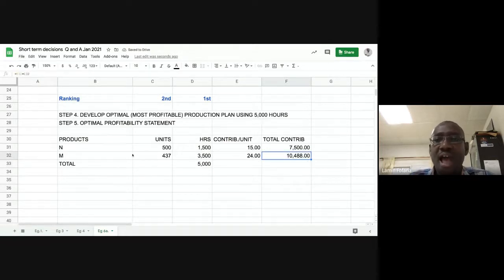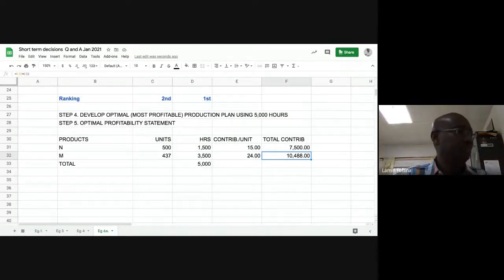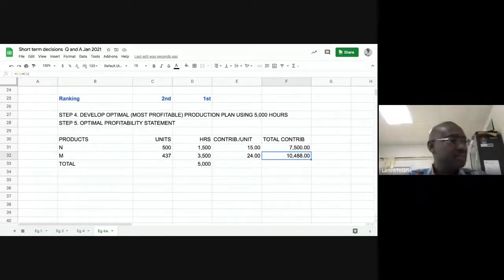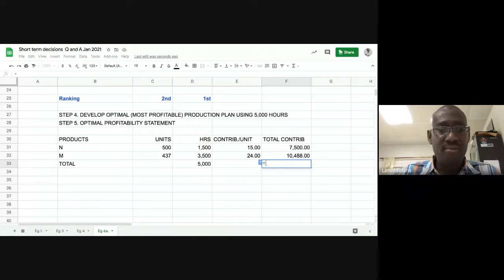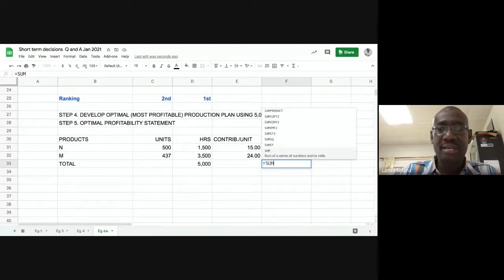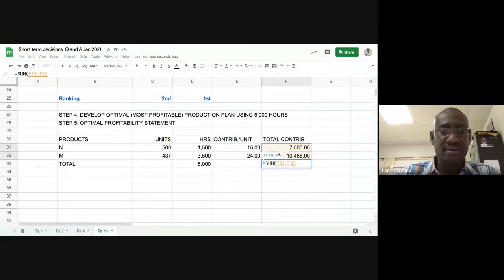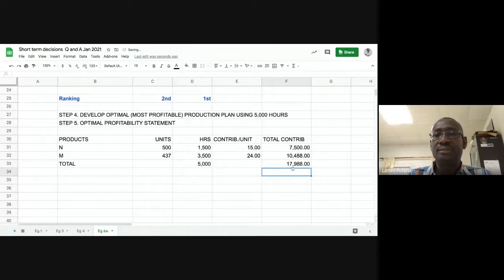Okay. So we have 7,500 and 10,488. Okay, so what's our total contribution? Our total contribution, we can add it here as well. So we can do our sum function, equals sum, bracket opens. Then we click from here, right here, we close our bracket, we enter. So our total contribution is 17,988.